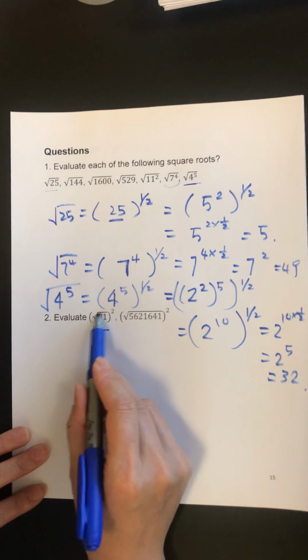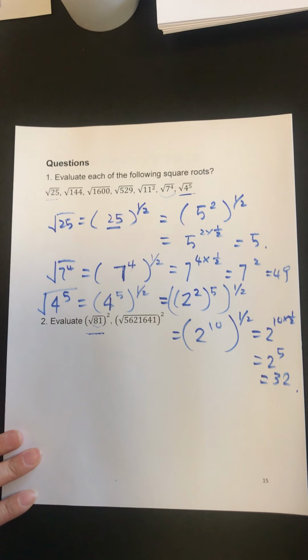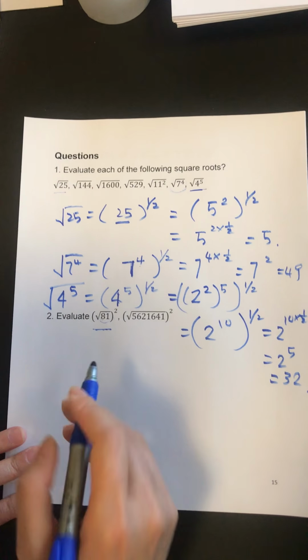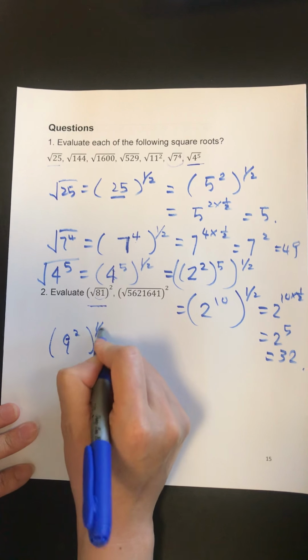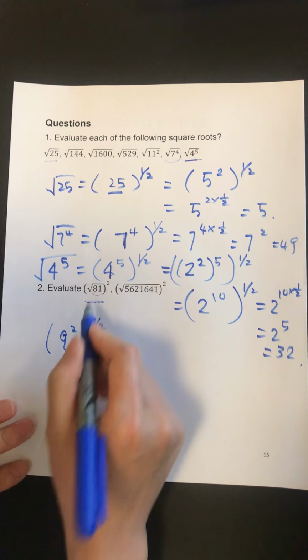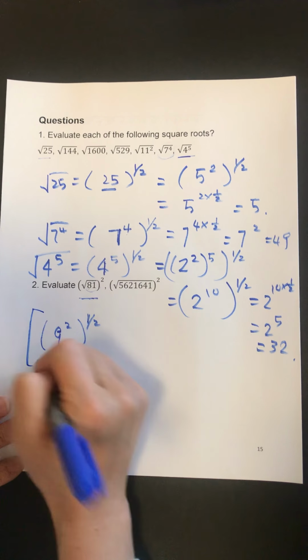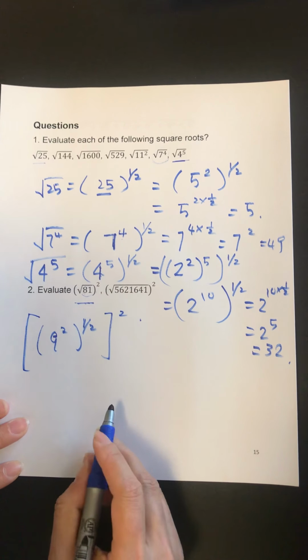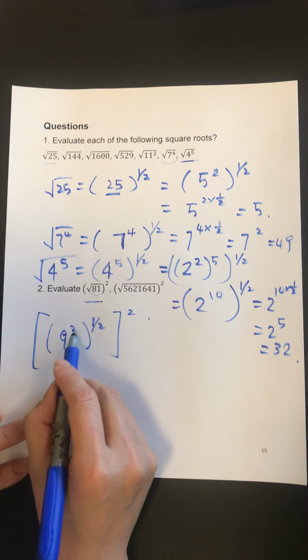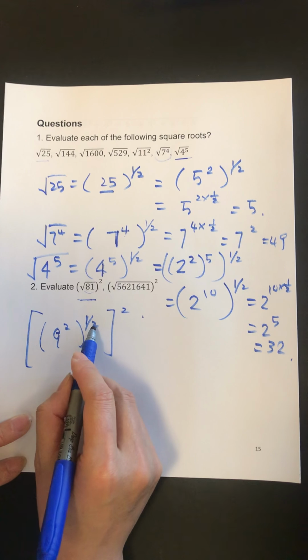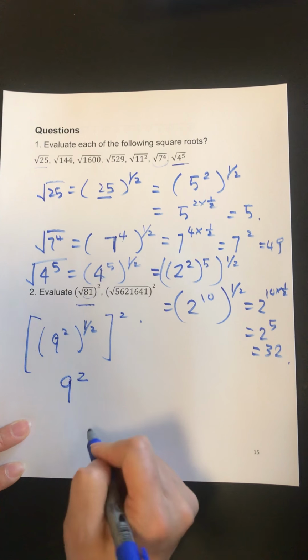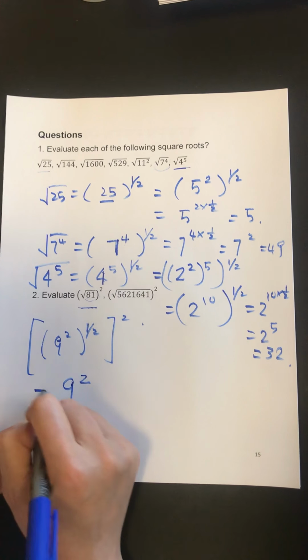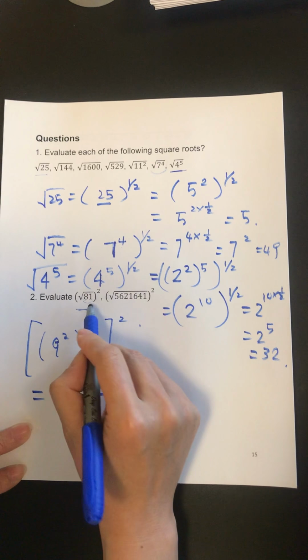This one, 81 is a perfect square number, right? It's 9 to the power of 2. And you're taking a square root, which is exponent 1/2, and then you're taking a square on the outside of this one. Okay, let's do this one by one. So multiplication of 2 and 1/2, that's 1. So the base would give you a 9. Then you have a square on the outside. So this would give you 81 for this one.